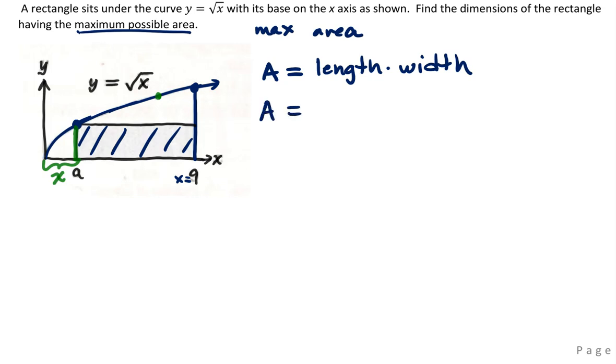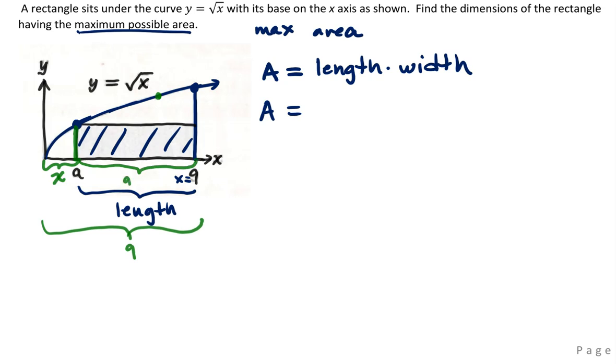Okay, so length, I'm going to call the base the length. And what I see there is that x is the distance from the y-axis to the left-hand side of the rectangle. And the other thing that I know is the distance from the y-axis to the right-hand side of the rectangle is 9, which means what's left in between is 9 minus whatever my x is. So if I put the left-hand side at x equals 1, the base of the rectangle is 8. If I put the left-hand side at x equals 7, the base of the rectangle is 2. Okay, so first dimension is going to be 9 minus x.